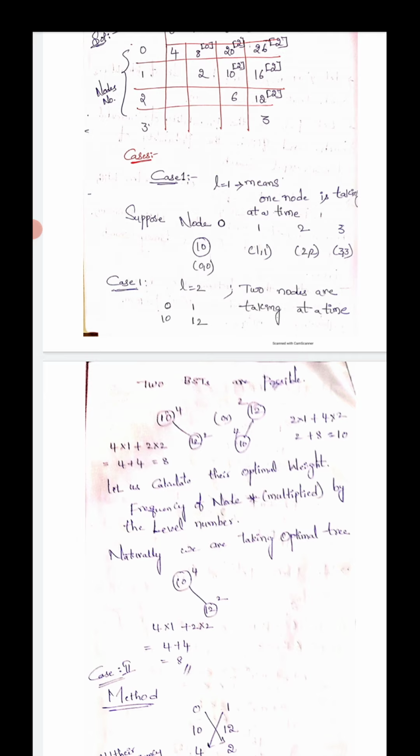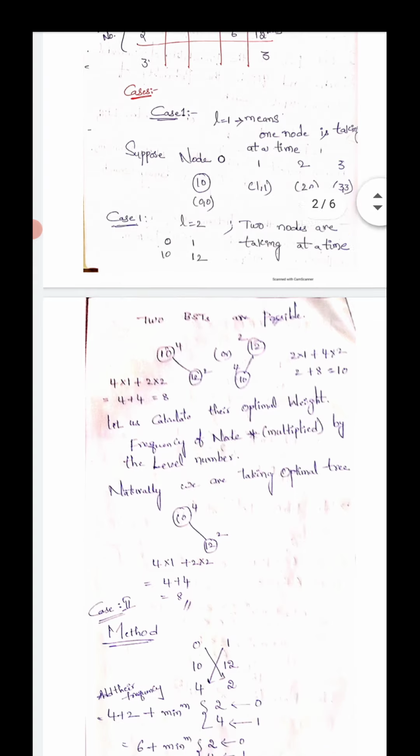Naturally we are taking the optimal tree as 10. The frequency of node 10 is 4, and coming to node 12, the frequency is 2. If we multiply the node frequency 4 by the level number 1, plus the frequency of node 12, which is 2, multiplied by the level number 2, that will be 4 plus 4, how much? 8.